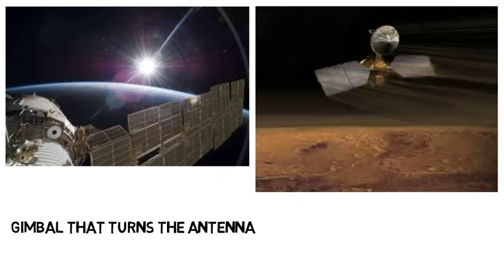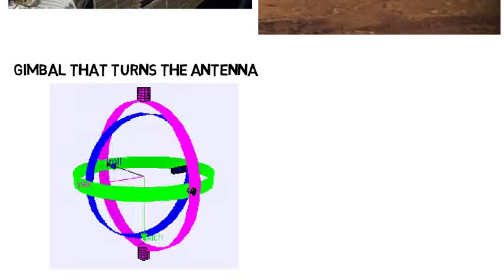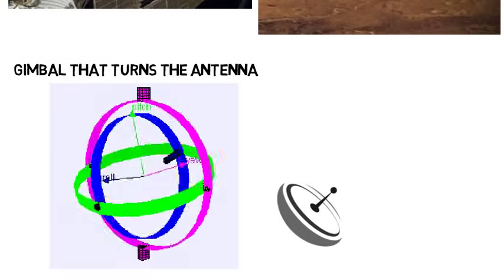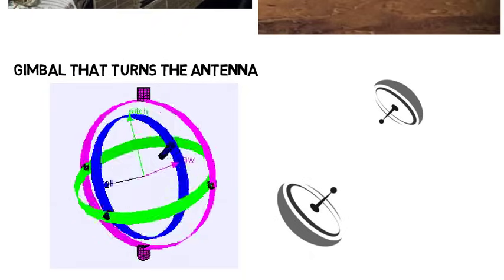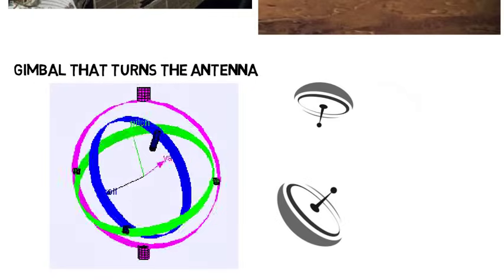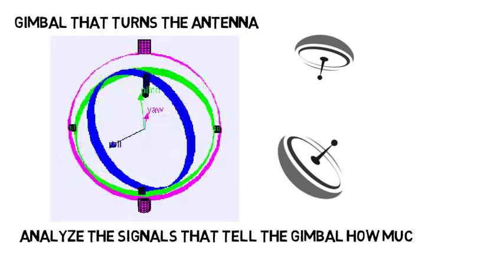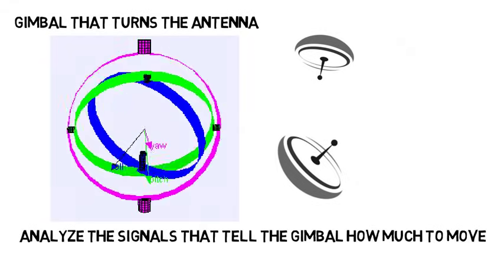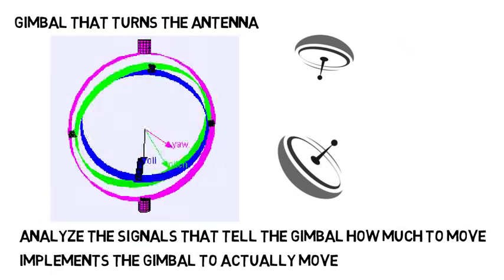When an antenna needs to track another, it uses a gimbal that often has three axes of rotation. You'd mount an antenna on it so it could turn to communicate with the receiver. If the receiver is in line, then everything's fine. But if during orbit they move out of line with each other, the gimbal would turn the antenna as needed. An electrical engineer could analyze the signals that tell the gimbal how much to move, and the mechanical engineer implements the gimbal to actually move as accurately and efficiently as possible.